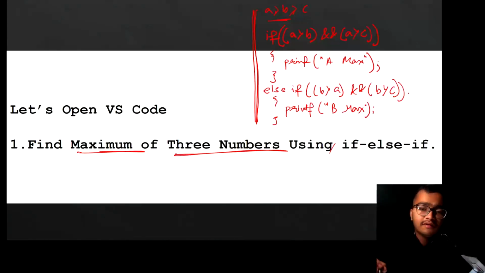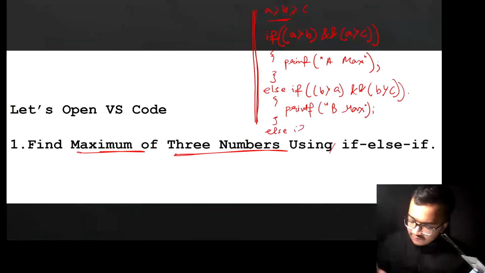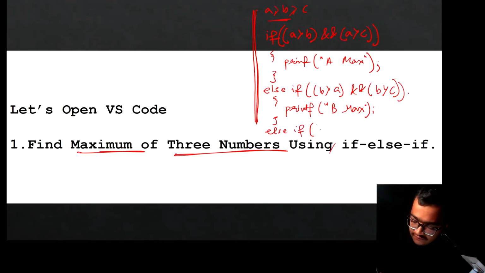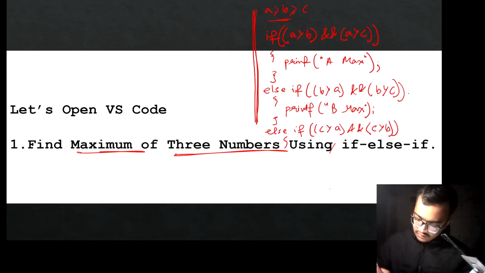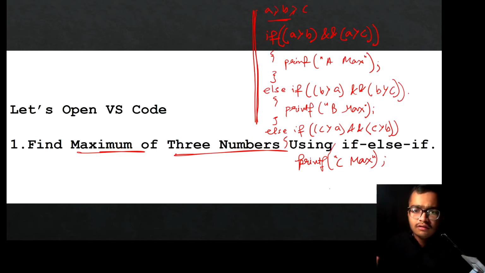Clear? Now if we want to check if C is also greatest, we will write else if. We can add else if like this multiple number of times. Else if, same with C greater than A, ampersand C greater than B. So for that time we will printf C max. Now if everything is equal, A, B, C, all the three numbers are equal.